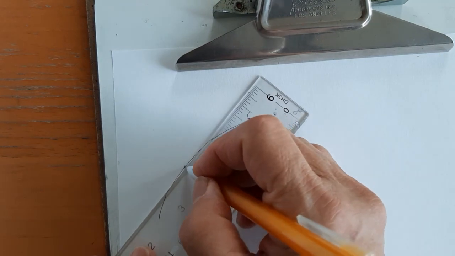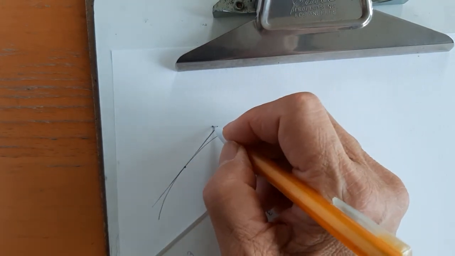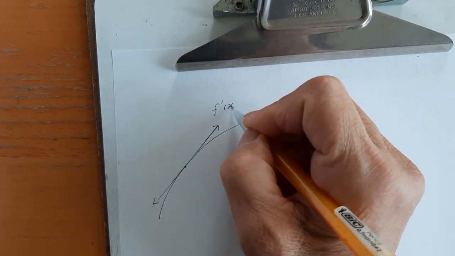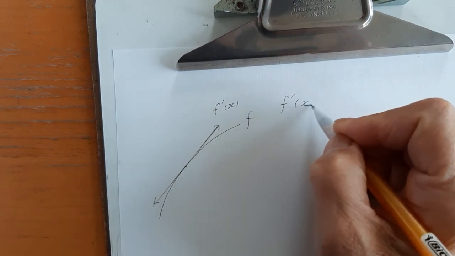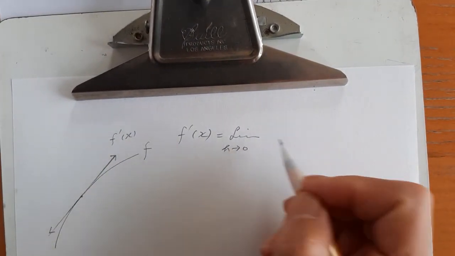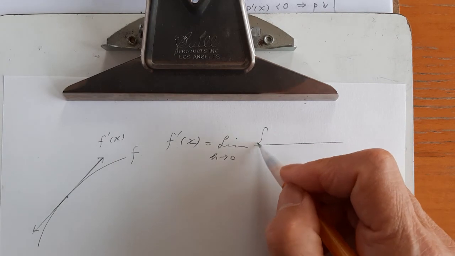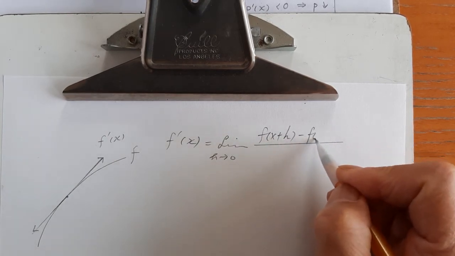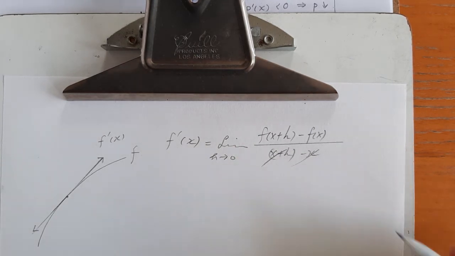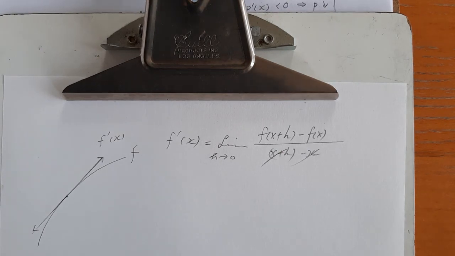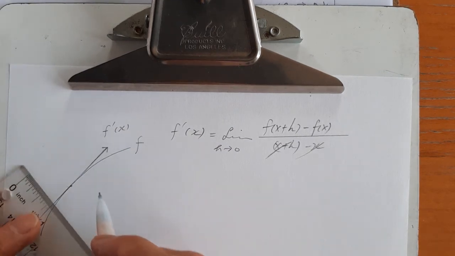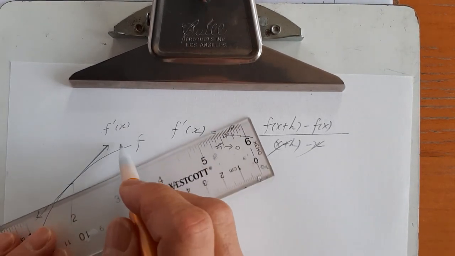the slope at this point is f prime of x. The definition is the limit as h approaches 0 of f of x plus h minus f of x over x plus h minus x. x minus x cancel, so the denominator is h. That's the slope formula.